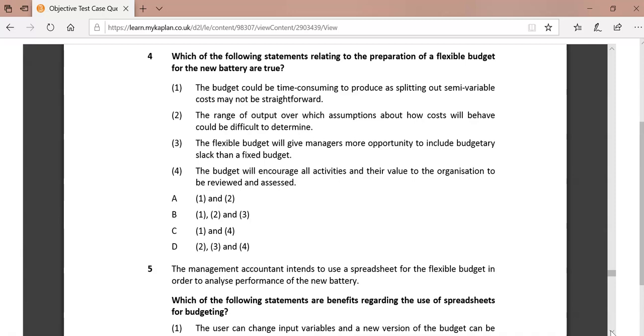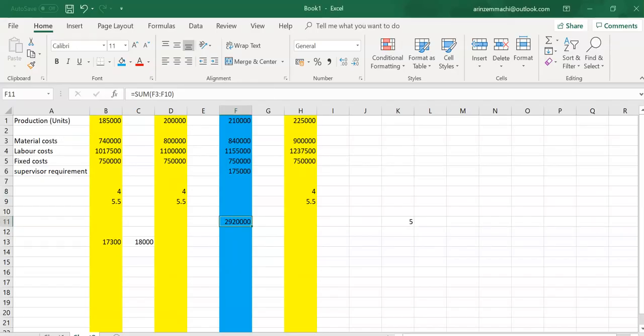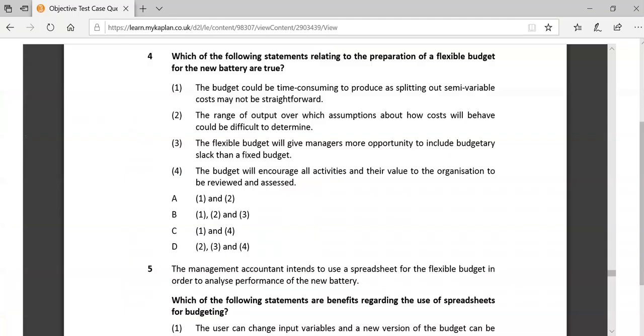A flexible budget is basically just looking at the different activity levels. We're not really analyzing what's going on with all the activities. You understand? All we're saying is what happens on all these different activity levels, exactly what we did here. So it's not going in to do any real critical analysis or review and assess. So no.